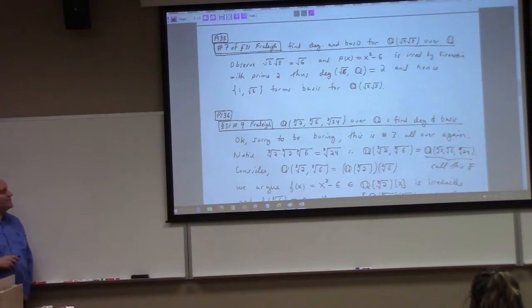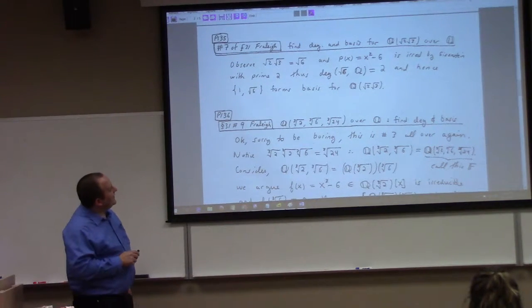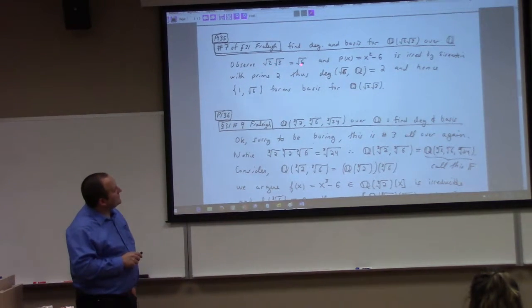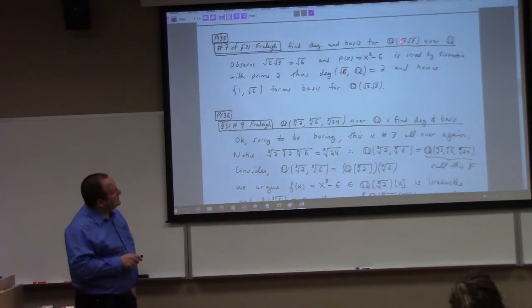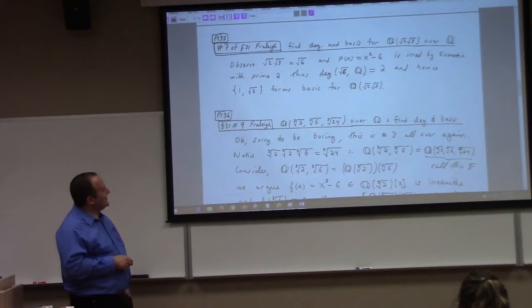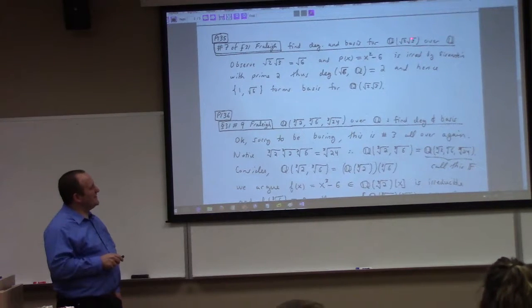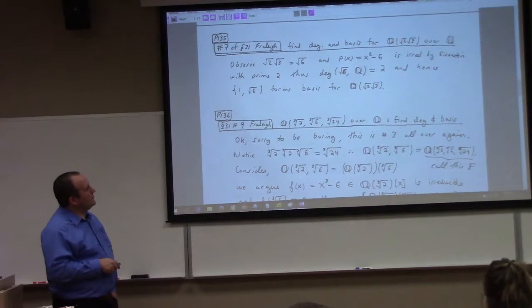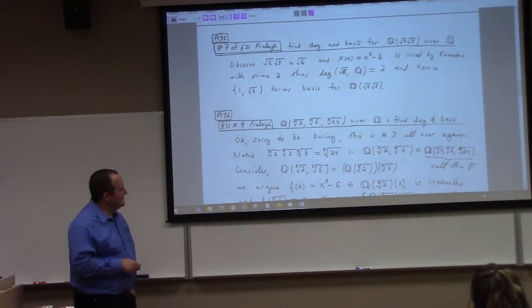7 was easy. Like the square root of 2 times the square root of 3 is the square root of 6. So this is really just adjoining the square root of 6. And so, 1, root 6 is a basis for that. Kind of. This one's kind of anticlimactic. I was like, is there a comma missing here? No, there's no comma. A comma would make this boring. It's already been asked, right?